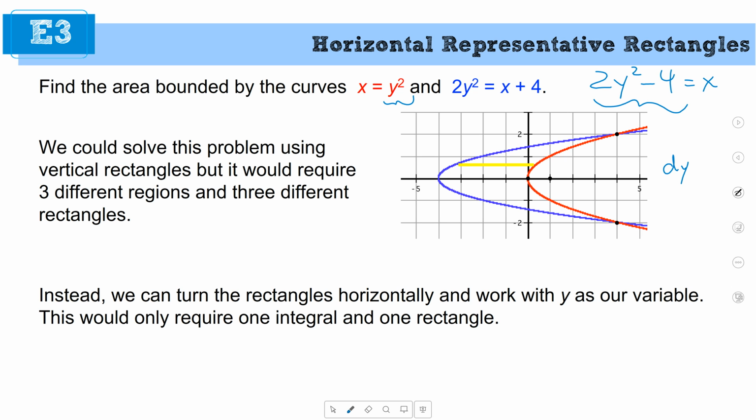Feel free to describe the answer to that question in terms of the graphs. 2y squared minus 4y minus y squared. Say it again. 2y squared minus 4 minus y squared. Close. The other way around. Y squared.